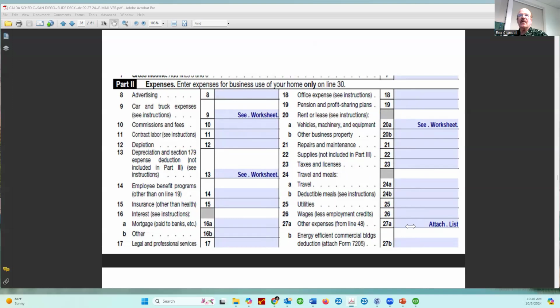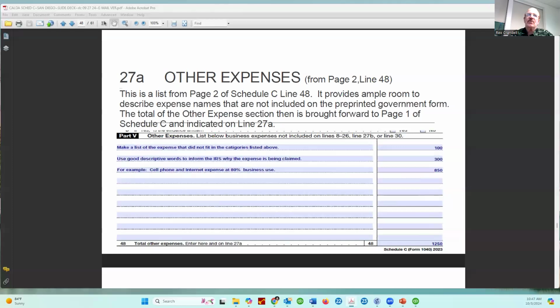And now we have other expenses, line 27A. That other expenses line comes from page 2 of the Schedule C, and it allows you to freeform whatever you want to call the expense. It's on the lower part of page 2 of the Schedule C.